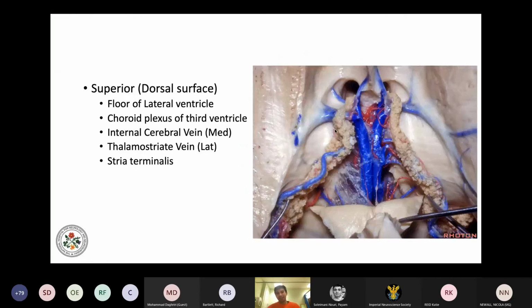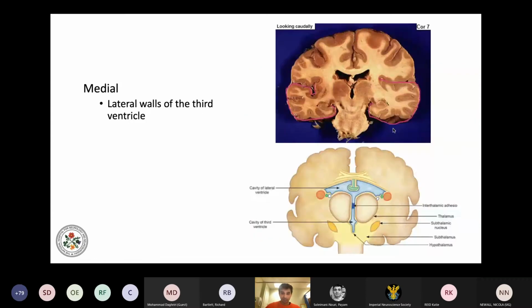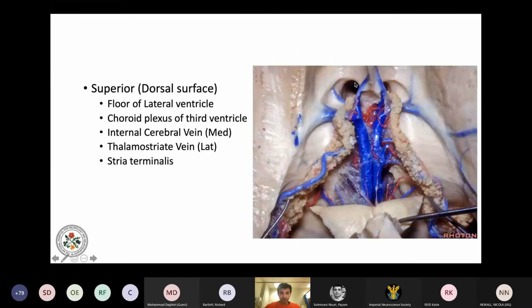Okay, now we're back to the image we saw to help us identify what was anterior. So now we're again looking from the top, from the superior aspect, back to the thalamus here. So we're going on top from the lateral ventricle. The lateral ventricles sit on top of the thalamus, as you can appreciate from this slice here, okay? And the choroid plexus, the internal cerebral vein we talked about, the thalamostriate vein, and there's a structure called the stria terminalis, which I don't think we can quite clearly see on this image.